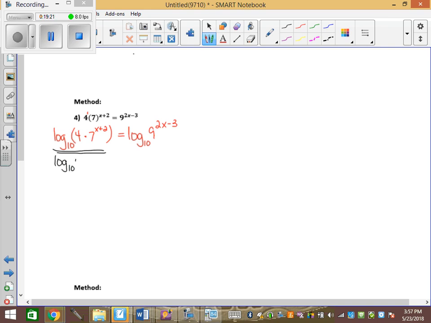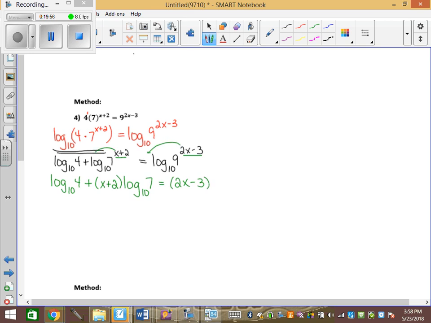So log base 10 of 4 plus log base 10 of 7 to the x plus 2 equals log base 10 of 9 to the 2x minus 3. So I'm going to take these exponents and drop them in front. So I'm going to get log base 10 of 4 plus x plus 2 in brackets. And I put in brackets so I remember to distribute it. Log base 10 of 7 equals 2x minus 3. I drop that in front, in brackets, log base 10 of 9. And now I have to remember to distribute.